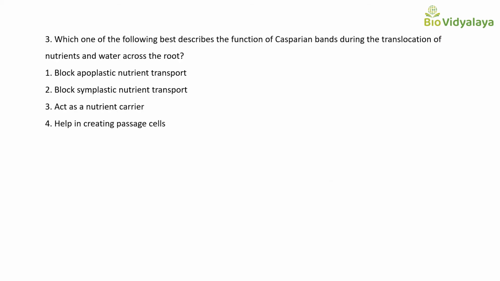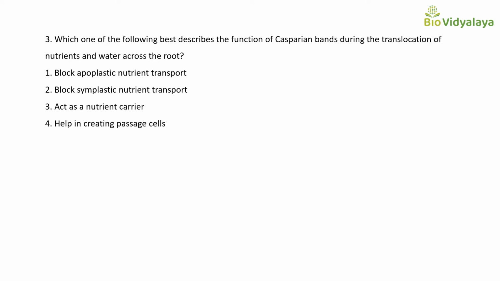Next question. Which one of the following best describes the function of Casparian bands during the translocation of nutrients and water across the root? Option 1, block apoplastic nutrient transport. Option 2, block symplastic nutrient transport. Option 3, act as a nutrient carrier. Option 4, help in creating passage cells.